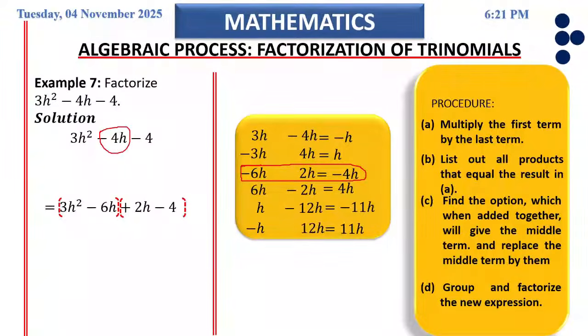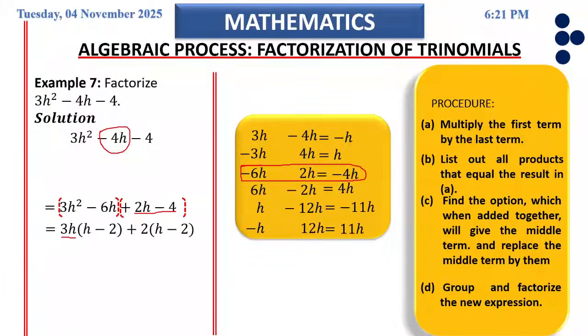So from what you have there, you can then conveniently factorize. Of course, you agree with me that for 3h squared minus 6h, the highest common factor is 3h, which if you factorize will lead to you having h minus 2. And for 2h minus 4, the common factor is 2. So if 2 is the common factor, you factorize it out with it.